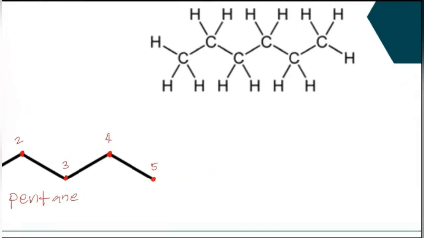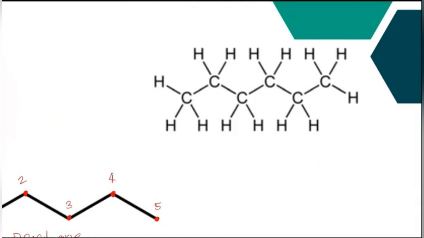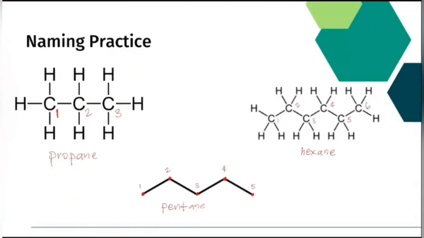Lastly, our last figure is an expanded structure. We will again count the carbons. We have 1, 2, 3, 4, 5, 6. So there are 6 carbons in its structure. The root word for this is hex. Then since it's an alkane, the name will be hexane. So that's an easy way of naming the alkane. You just count the number of carbons and you will know the name of the alkane.